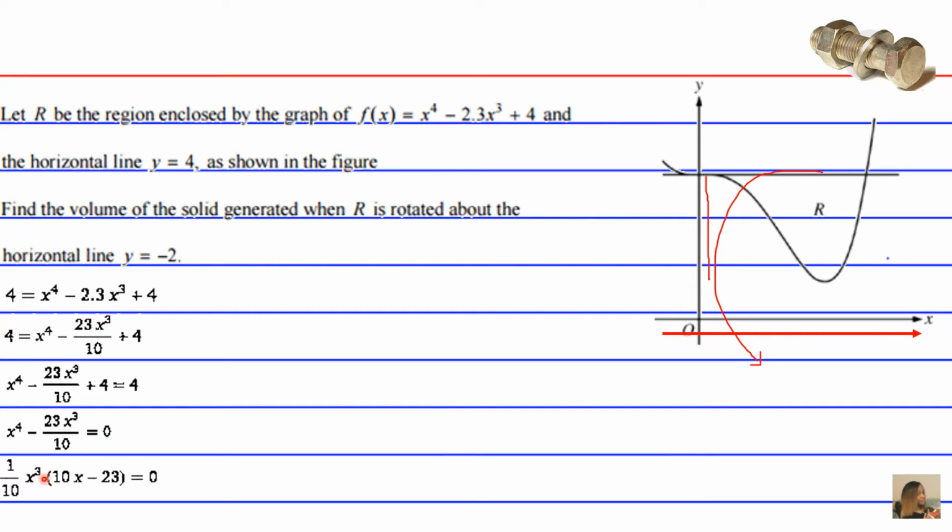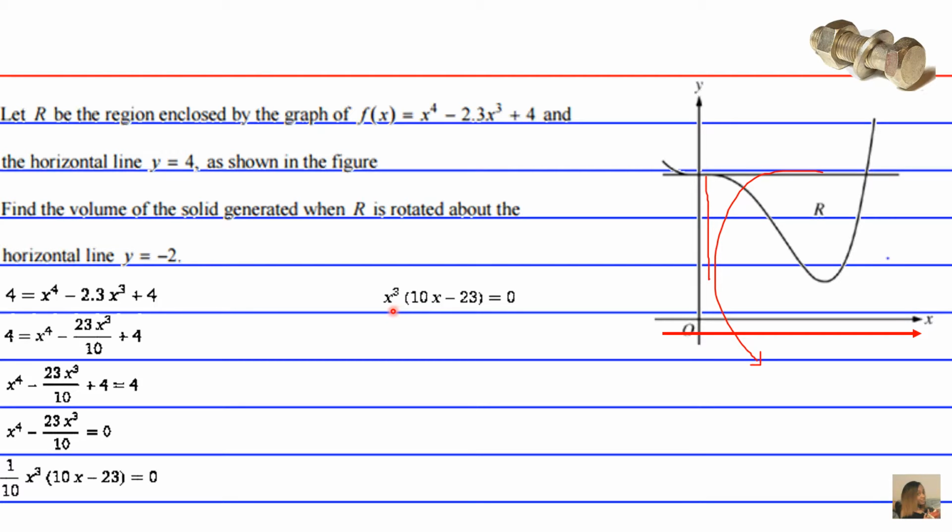Now you're going to subtract 4 from both sides and you end up with 0 on the right-hand side. Now what you can do is factor out x to the third and constants. This is a cool way to factor because we factored 1/10 out of 23 over 10, but you can also factor 1/10 out of 1 by making it 10 over 10. So we factored out 1/10 times x to the third power. This is just a neat way to factor and keep things neat.